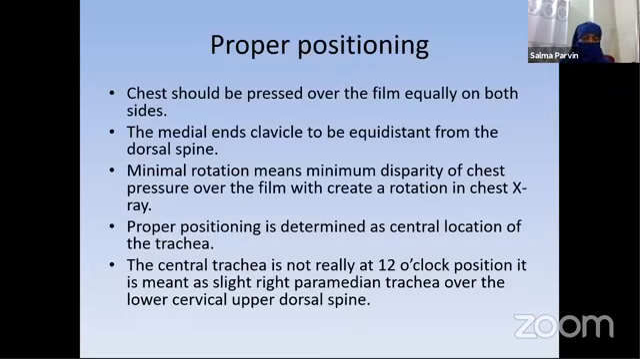Then the next part of studying a normal chest X-ray is proper positioning. Each and every step of studying an X-ray needs proper positioning. Why is it important?